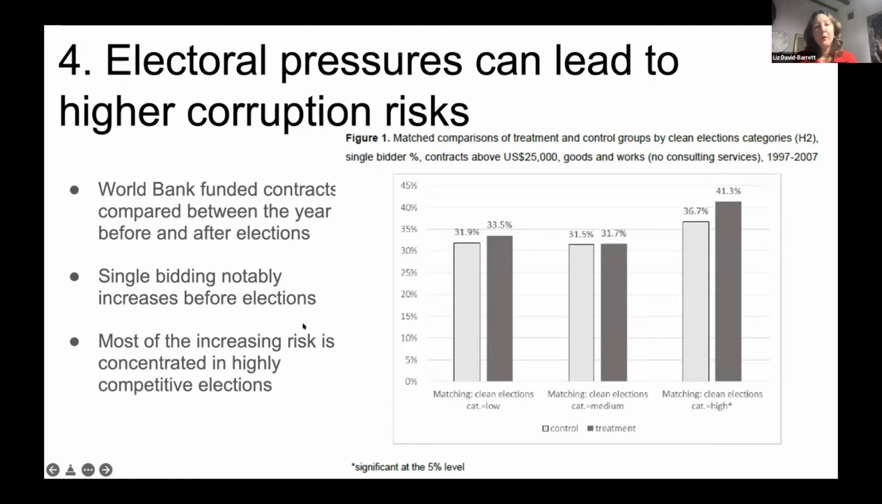And then finally, we have a new result here. Michi has a paper coming out on this, we hope, very soon. And this is looking at the impact of electoral pressures. So looking at World Bank funded contracts in the year before and after elections, and finding that this phenomenon of only having one bidder on a tender notably increases before elections. And indeed, most of that increasing risk is concentrated in the highly competitive elections. So again, a little bit of a perverse result in a way. Really competitive elections seem to increase the incentives to steal what you can while you can.